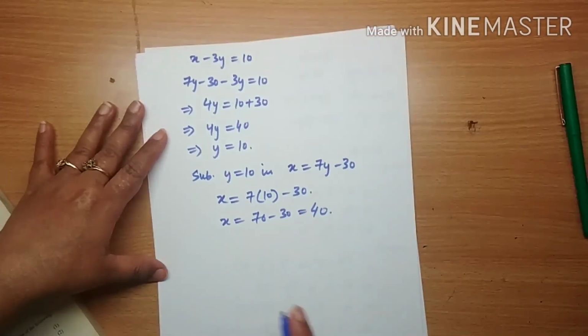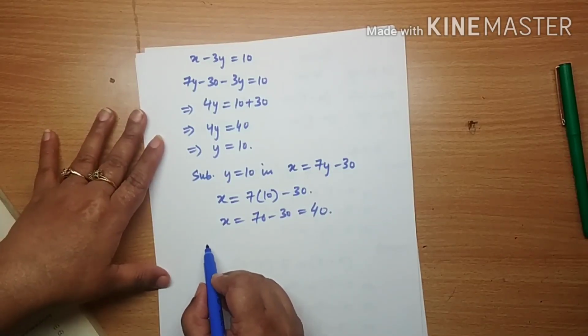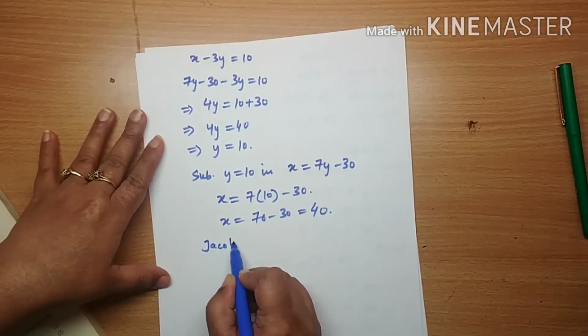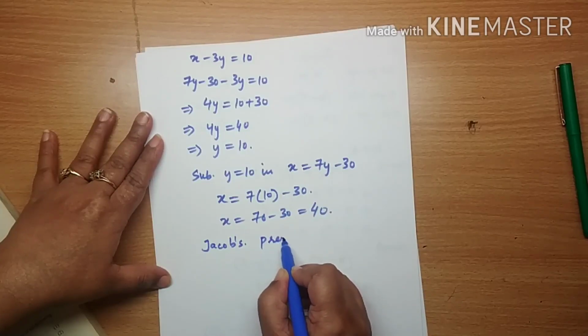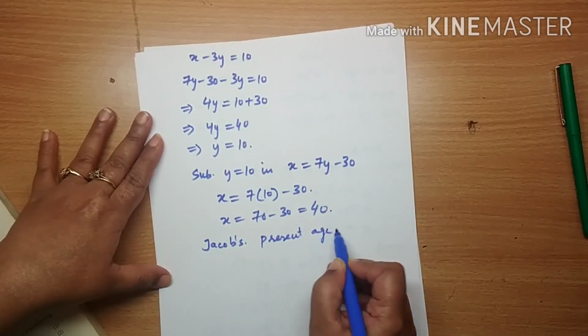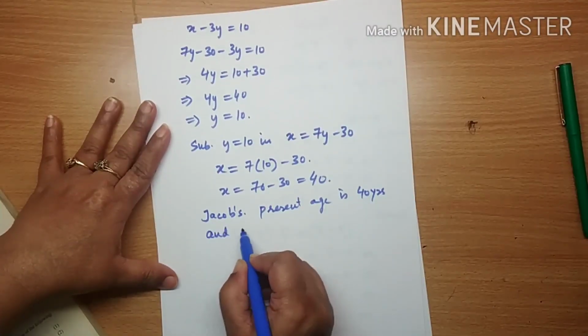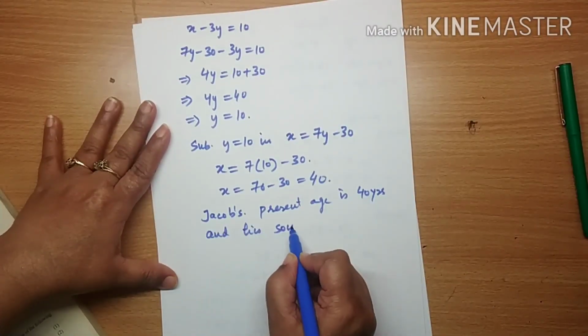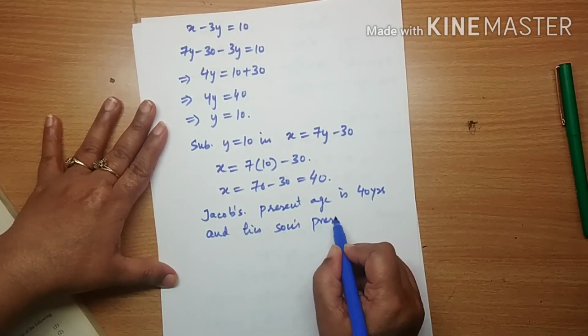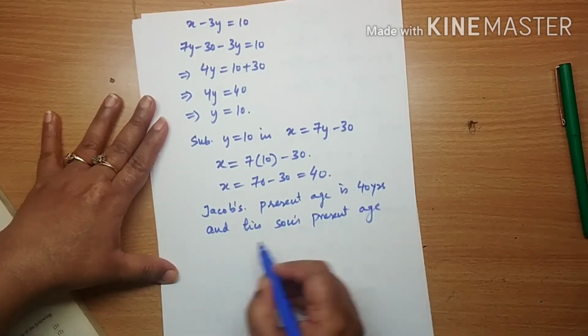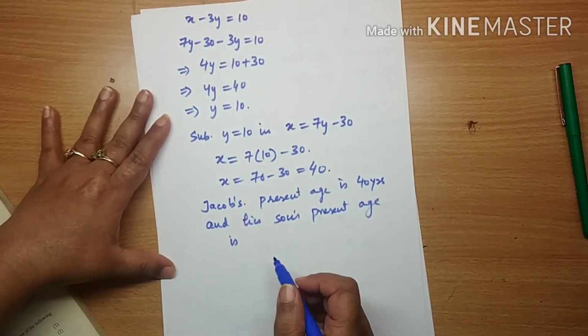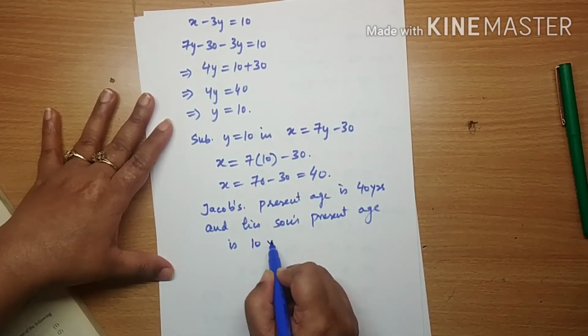So what was x? x was Jacob's present age. So Jacob's present age is 40 years and his son's present age is, what is y? y is 10 that we got, is 10 years.